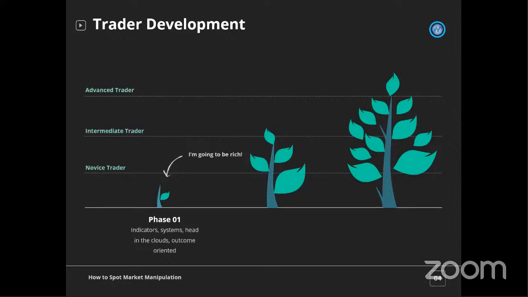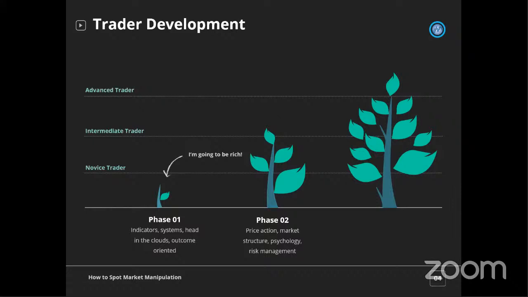So instead of focusing on all this stuff, let's start focusing on what you actually need to succeed. Things like price action, market structure, your trading psychology, and risk management. Most of this is learned in phase 2, usually when you become an intermediate trader. In phase 1, when you were all outcome oriented, head in the sky, buying indicators, you've probably blown accounts or had a couple of losses. Then you start realizing, hey, I really need to learn something. In this phase, traders usually discover price action and market structure. They learn about trading psychology and risk management. And this is the path you want to go down to develop your trading.